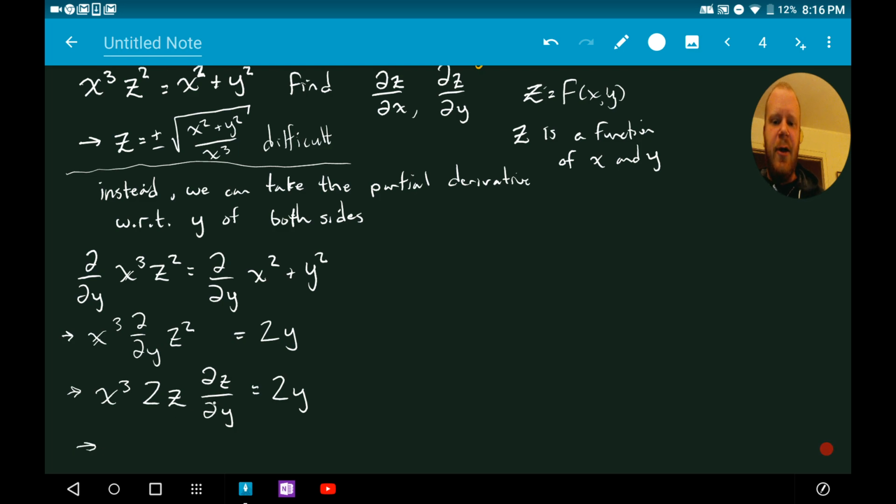Last piece is going to be solving for this del z del y, and that's just algebra. So that's going to be, looks like 2y divided by x to the third times 2z. The fact that we have a z in here still, that's just the way it's going to have to be, right? So no getting around that.